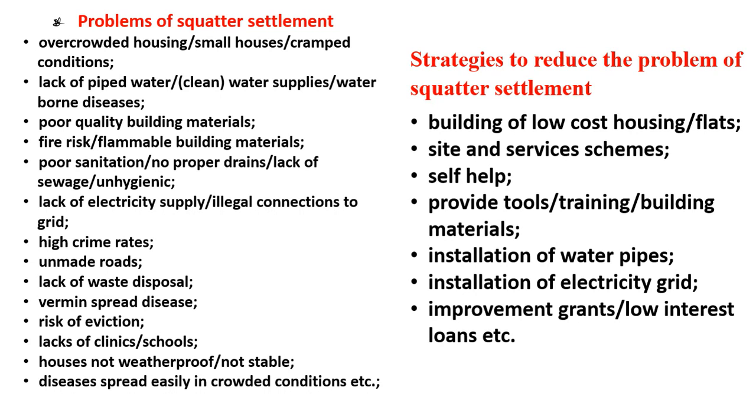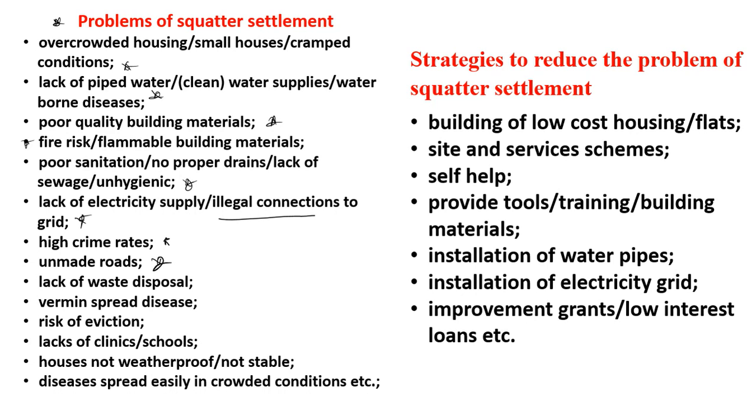First, the problems of squatter settlement are overcrowded housing, small houses, poor conditions. They have no water supply, so waterborne diseases can spread easily. They have poor quality building materials, and there is a fire risk because most of the materials are flammable. They have poor sanitation. They lack electricity supply, and if there is one, it will be an illegal connection. There are high crime rates within the area.